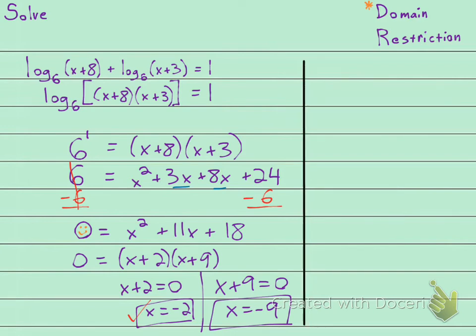Okay, let me rewrite it. Let's see if I can do some computer magic and just copy this and paste it over here. There we go. That's good enough. Now, if I took that -9 and I plugged it in here and here, let's see what's going to happen. Let's plug in a -9 here and a -9 here.